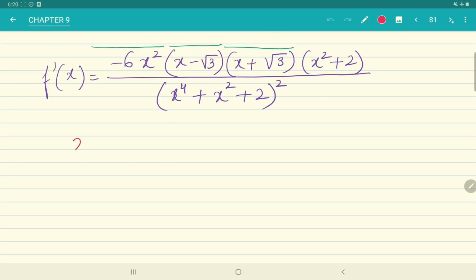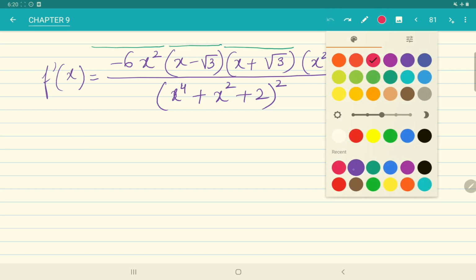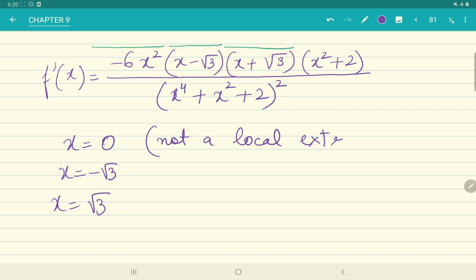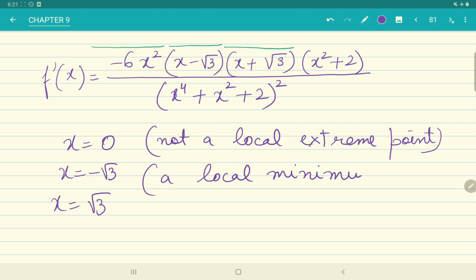So stationary points here are x is equal to 0, x is equal to minus root 3, x is equal to root 3. X is equal to 0, not a local extreme point. X is equal to minus root 3, it is a local minimum point. X is equal to root 3, it is a local maximum point.